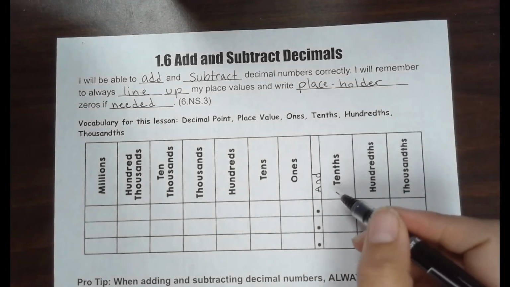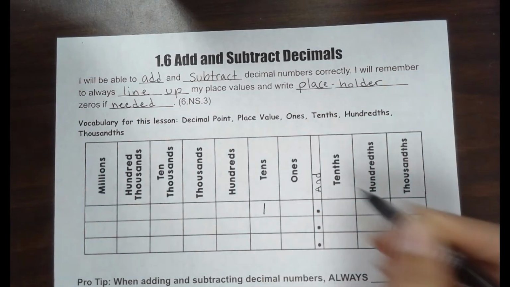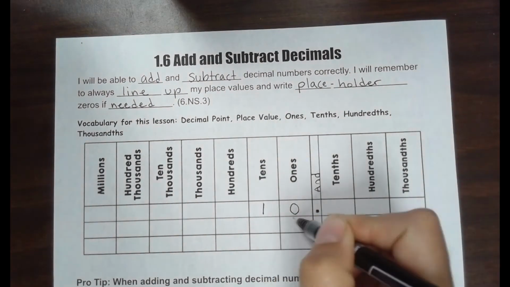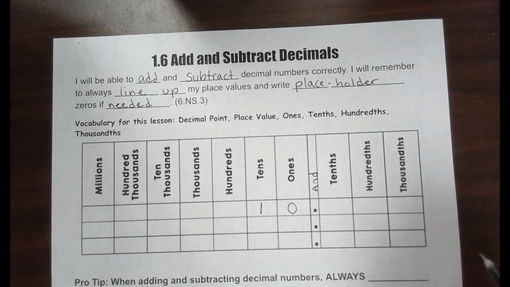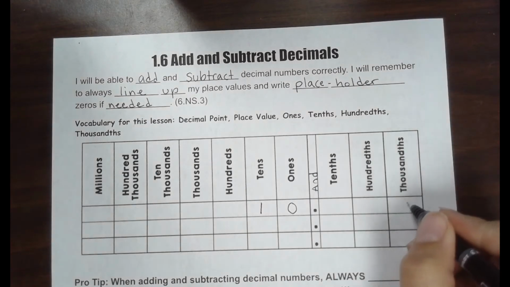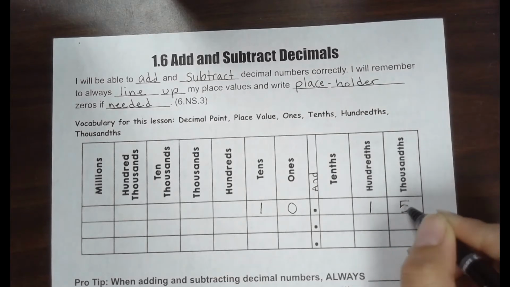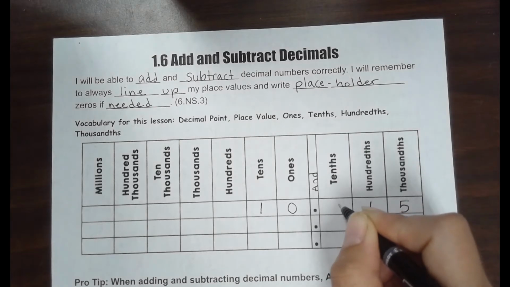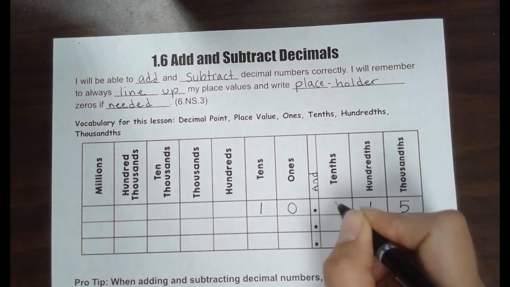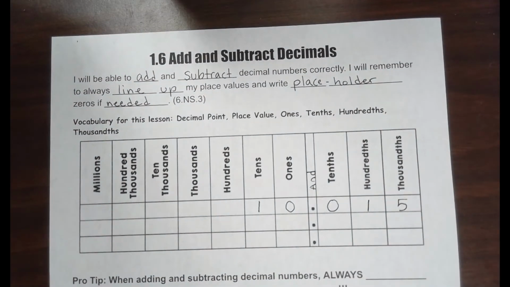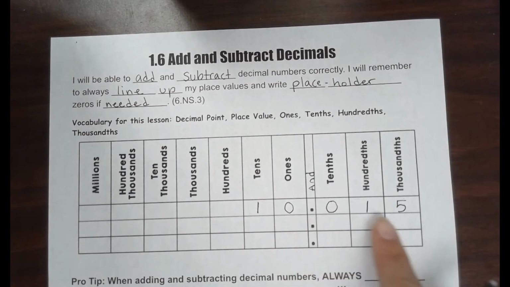So 10, that would be 1, 0, 10 whole units, and 15 thousandths. Well, if I need 15, I can't put a 15 in the thousandths place, so that means the 5 will go here. So to make 15, that would mean that there would be 1 hundredth or 10 thousandths and 5 more. So what would be here? If I only have 15 thousandths, that would be a 0 right there. So 10 whole units and 15 out of 1,000 pieces.